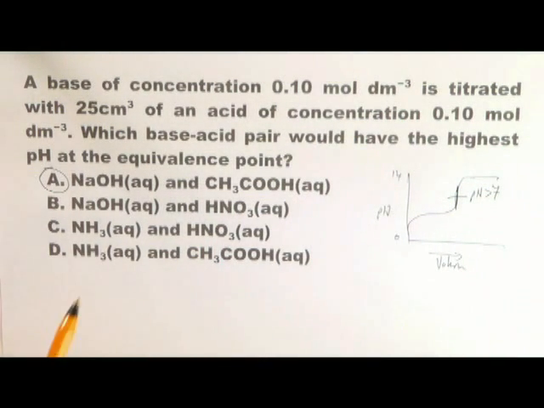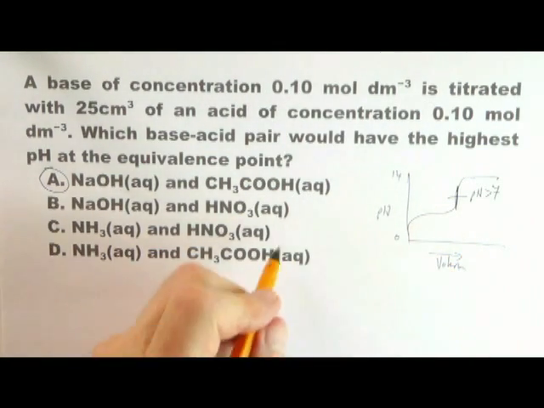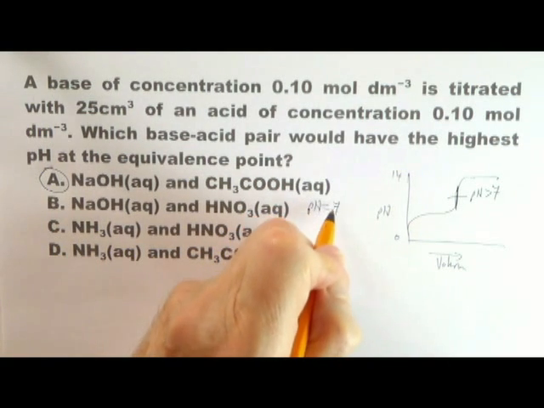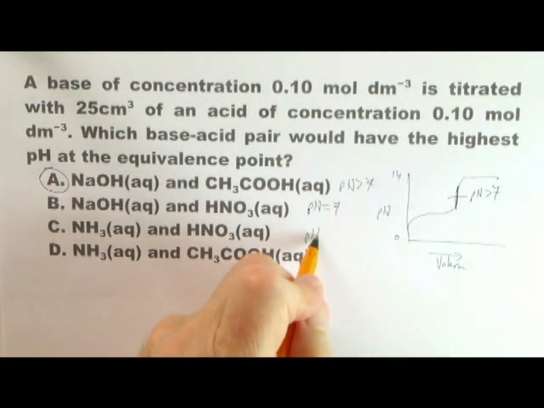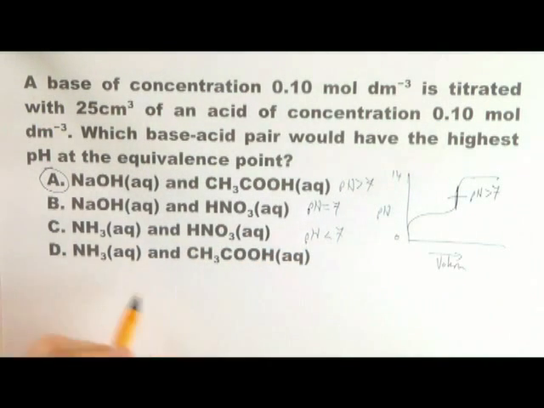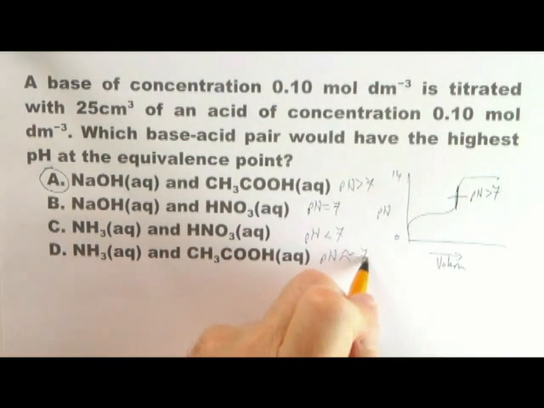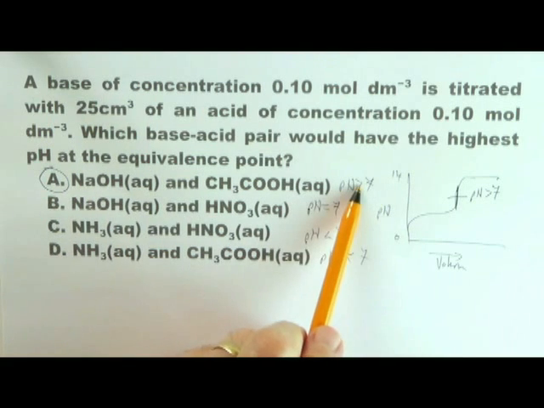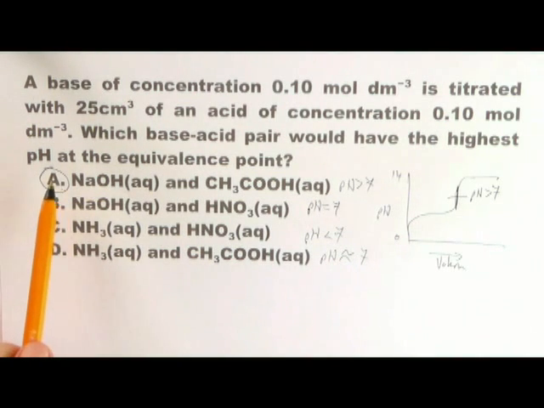With a strong base and a strong acid, the pH would be equal to 7. With a weak base and a strong acid, the pH would be below 7. So that's pH equals 7. That's pH greater than 7. That's pH less than 7. This one, pH, we don't know. It's around 7. But it's not going to be as high as that one. And it's not going to be as low as that one. So the answer to that is A.